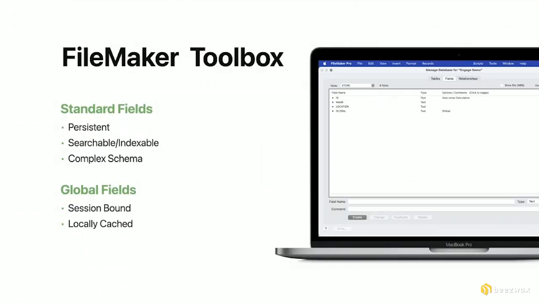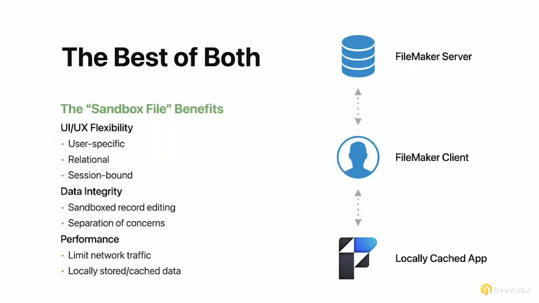Out of the box in FileMaker, as most people are familiar with, you get standard fields, which are great. They store your data as any relational database should. They're searchable, they're indexable, they are relatable, they have the ability to have rather complex relationships set up across different tables. All those things. Global fields, on the other hand, are great because they are session bound. They don't require communication back and forth to the server. They're unique per user. What the local files do is basically have the best of both worlds in that regard.